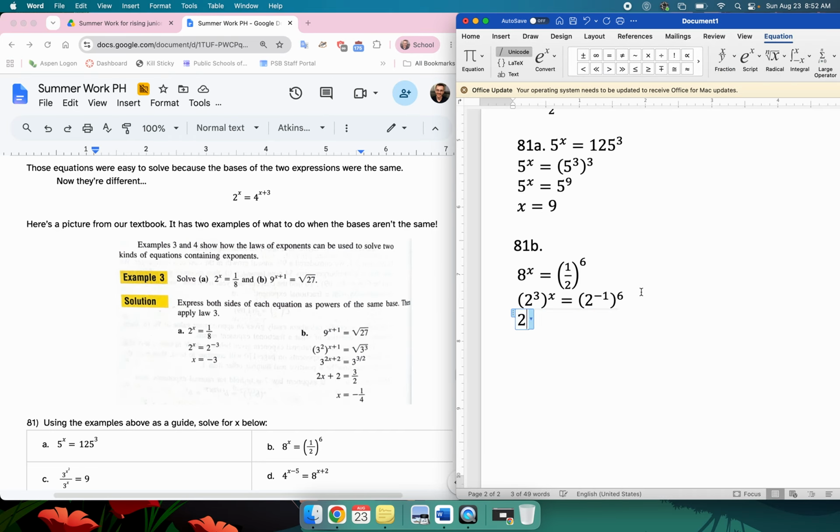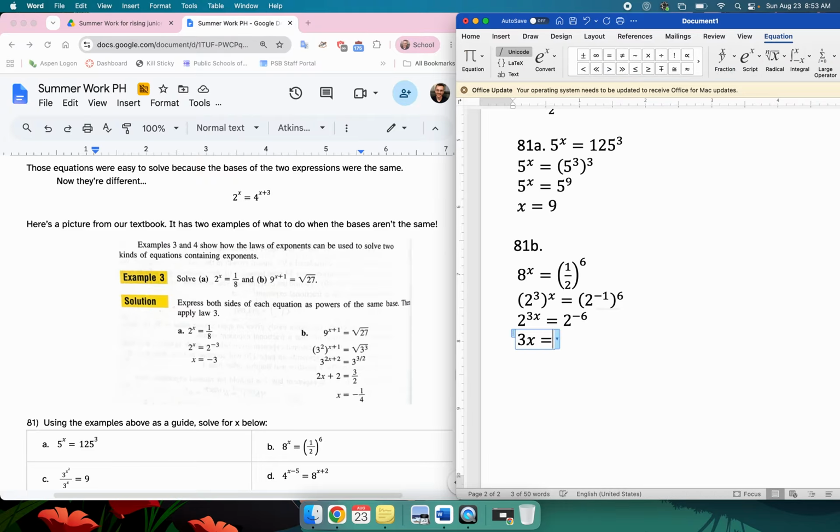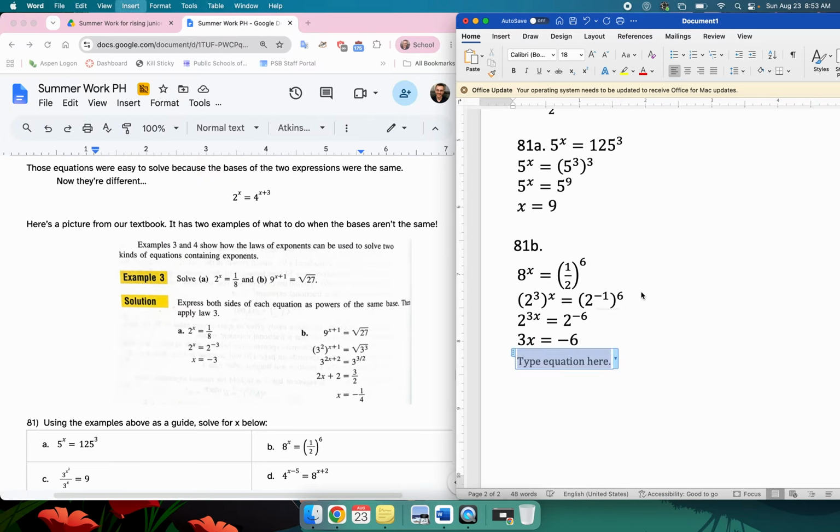Now I use exponent rules. 2 to the 3 to the x is 2 to the 3 times x. And then the right-hand side is negative, the exponent is -1 times 6, which is -6. Oh, now I have the same base on both sides of the equation. So now the exponents have to be the same, so I can equate the two exponents. 3x is equal to -6. x is equal to -2.